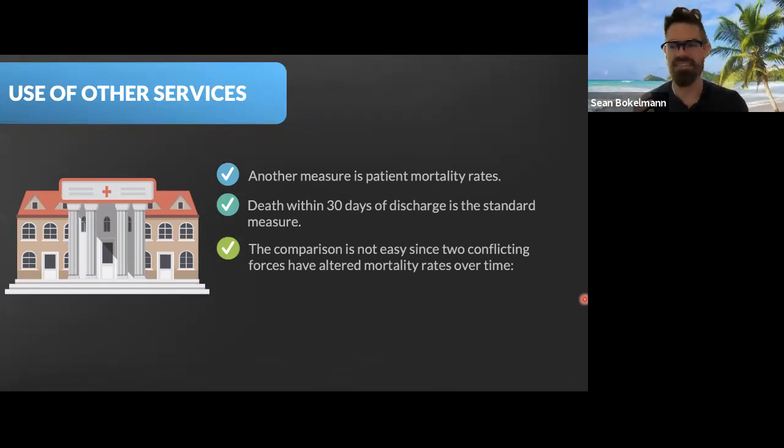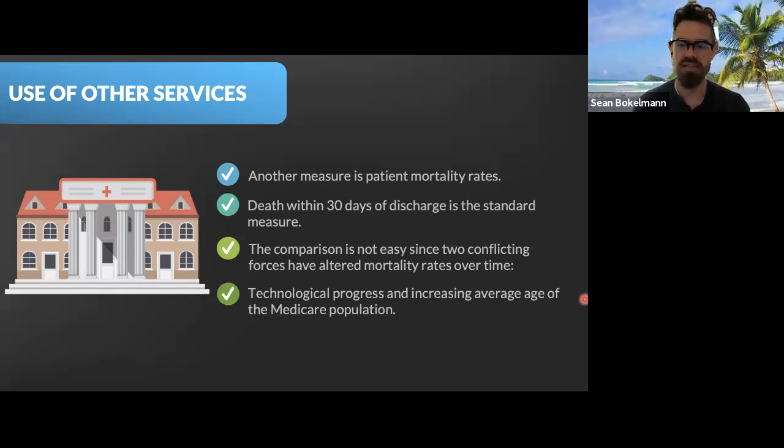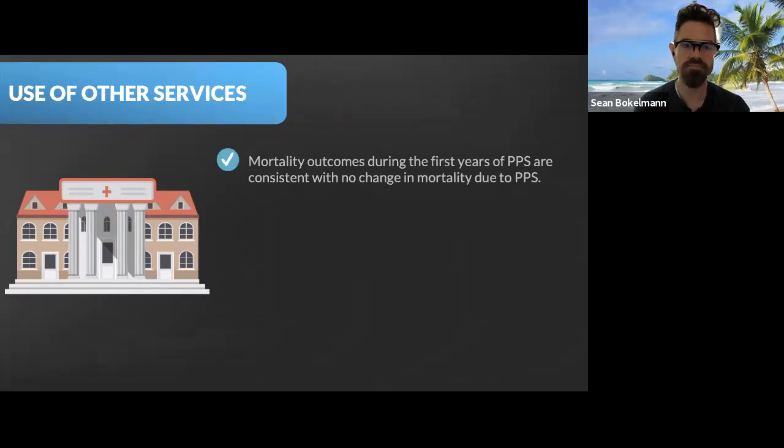But this comparison is not as straightforward because there are basically two forces that are conflicting with each other that have altered mortality rates over time. Of course, over time, technology has improved, and that has increased the average age of the Medicare population. But despite the complication, it's still perhaps useful to look at. And during the first years of the PPS, mortality outcomes didn't really change.